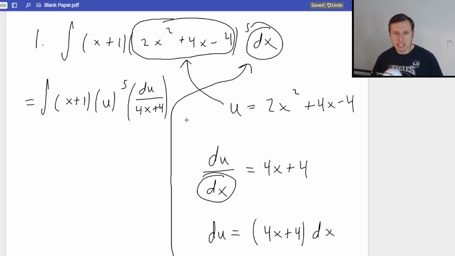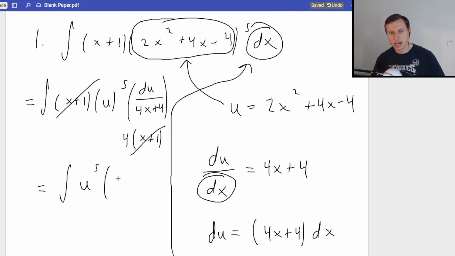The only thing we're missing is we need to factor our denominator right here with the 4x plus 4. I'm going to factor out the common term, which is a 4. What I have left in parentheses now is just x plus 1. And when I write that, now you see that this x plus 1 in the denominator cancels with that x plus 1 in the numerator. And what I really have here is the integral of u to the 5th times du, still divided by 4 though. We didn't get rid of that 4.